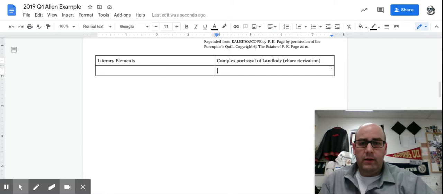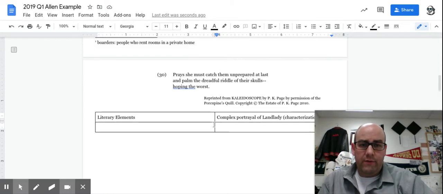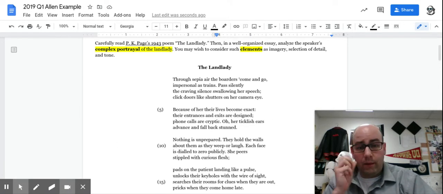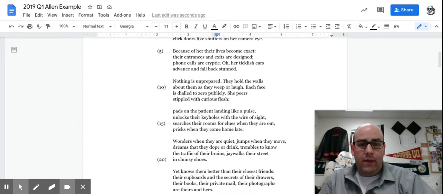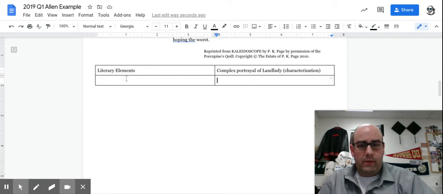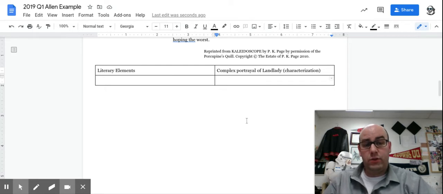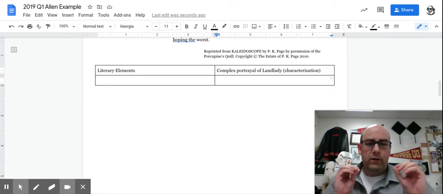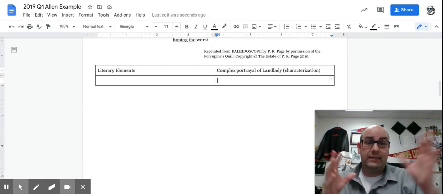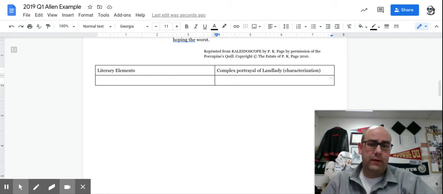So now that you've had your box, what you need to do is read the poem. You're going to annotate the poem as you go through, and then you're going to do your brainstorm. You're going to list your literary elements, and brainstorm what is complex about this character's description, who they are as a character, and try to find contrasting ideas where these two things are at odds with each other, because that's going to lead us to sophistication.